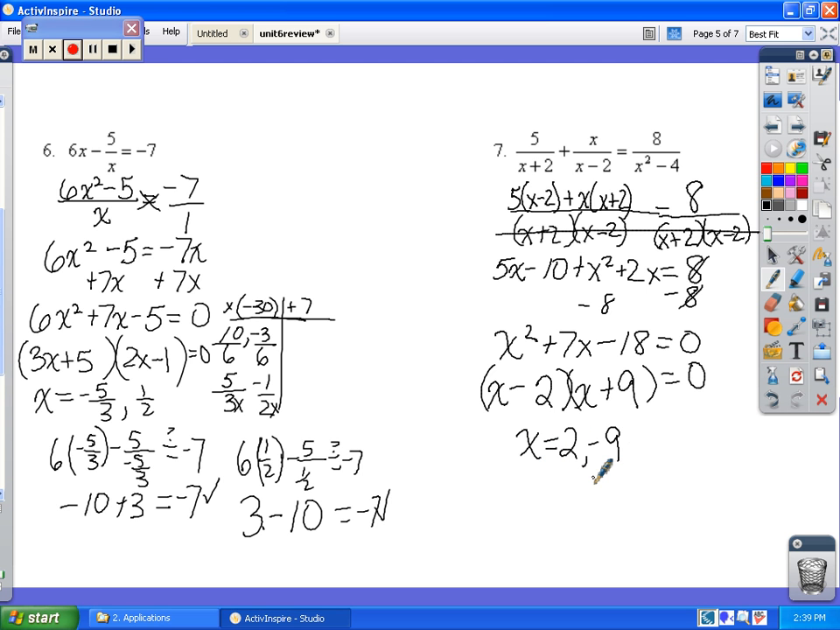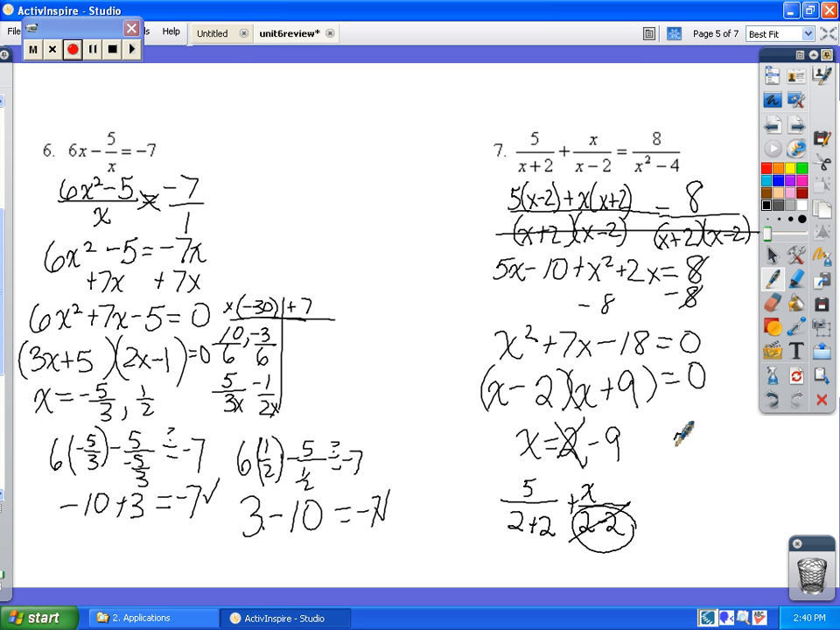Now notice when I plug that 2 back in, look what happens. 5 over 2 minus 2, I'm just going to stop right there. Well, actually, that one's a 2 plus 2. So 2 plus 2. But look at the second one: x over 2 minus 2. What happens right here? It goes to 0. You can't do that. So 2 is an extraneous solution.